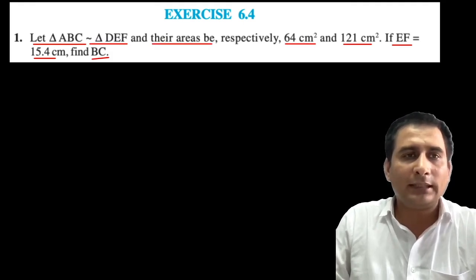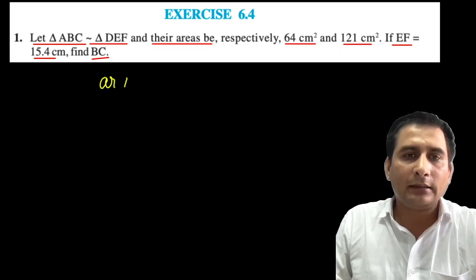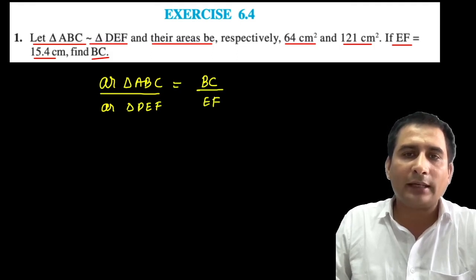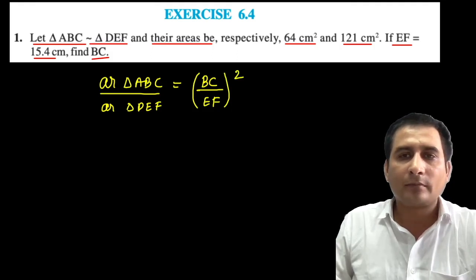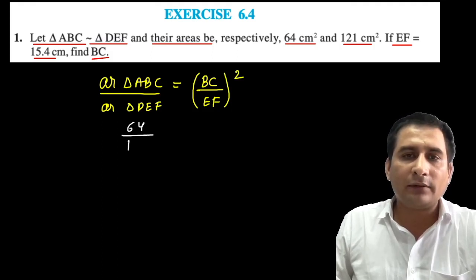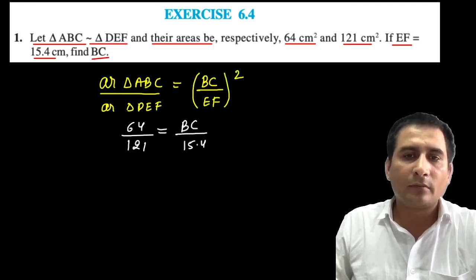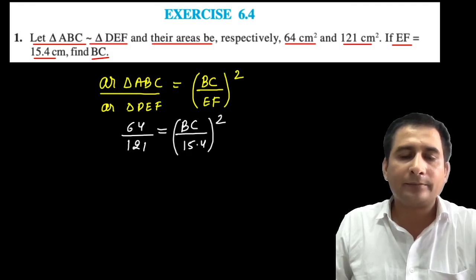That theorem says that the ratio of the areas of similar triangles is equal to the square of their corresponding sides. So here, area of ABC upon area of DEF will be equal to the square of BC upon EF. This thing we have discussed. Now put all the given values in this question. So it is given 64, it's given 121, is equal to BC, we need to find in this question, and EF is given 15.4, so 15.4 squared.